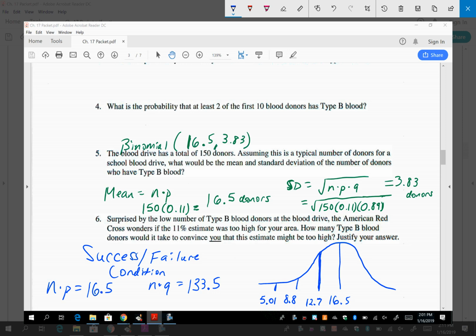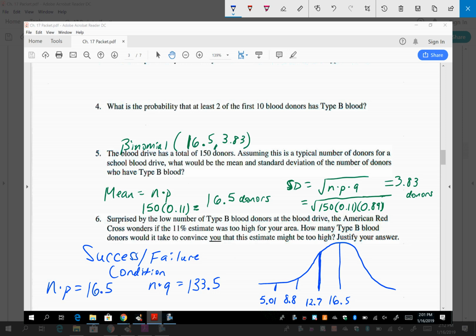So if they tell me at their high school they had 6 people that had type B blood, is that past 3 standard deviations below? No, 6 is not less than 5. So when I'm asked how many blood donors with type B would make me worry about this 11% being too high, I'm saying less than 5. If their blood drive has less than 5 type B blood donors, then I'm worried about that 11%. But if it has 5 or more, you're good. You're still within our model of being not unusual.